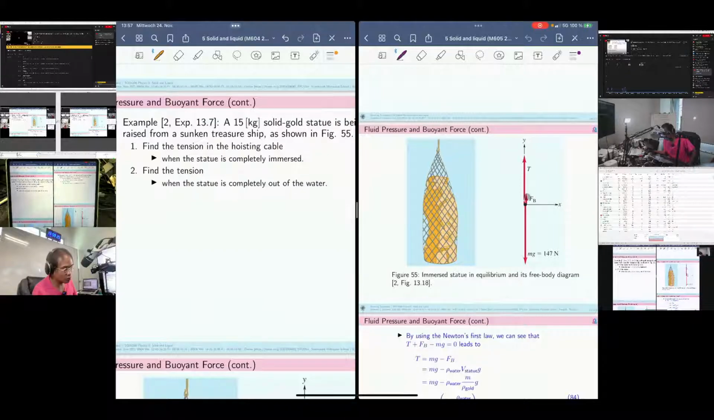And in the second situation, what is the tension of the rope, T2? This is the second situation. This is T1, right? What is the tension on this hoisting cable or the rope when the statue is out of the seawater completely? Okay, they ask us two quantities: the tension when the statue is completely immersed, and the tension when the statue is completely out of the water.